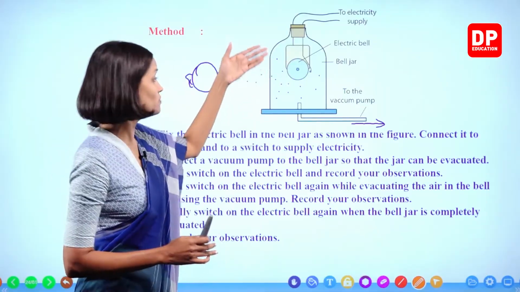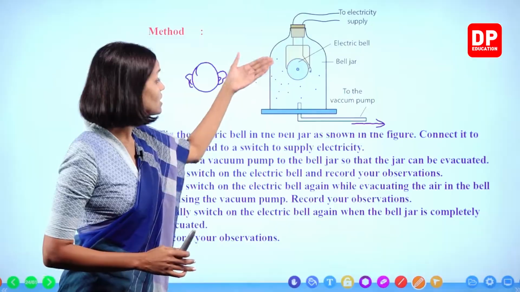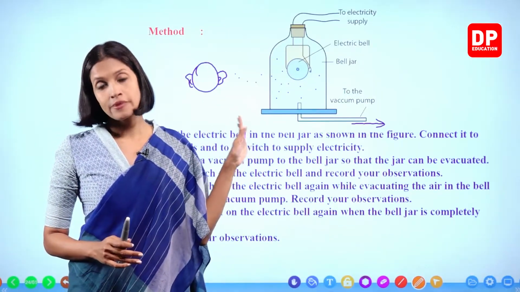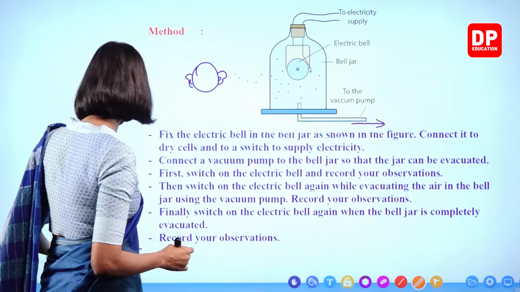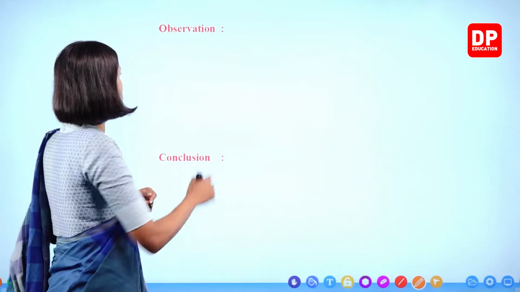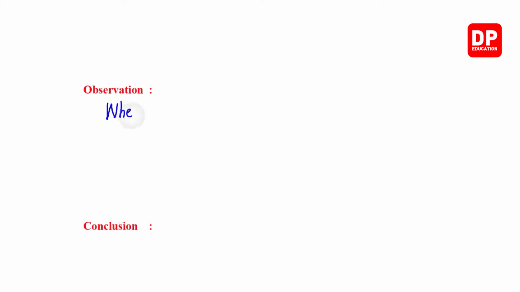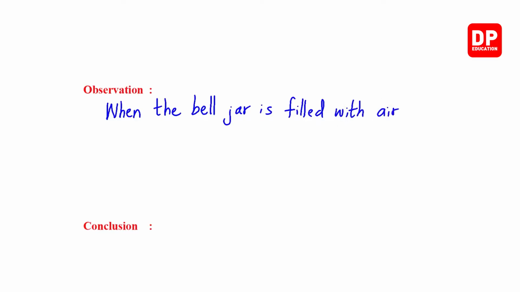If it traveled through a vacuum, even though we remove air, we should hear the sound of the bell, but it did not happen. Right, children? We'll write this observation and conclusion. Observation. When the bell jar is filled with air, the sound of the bell can be heard.